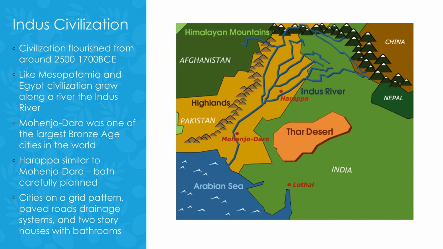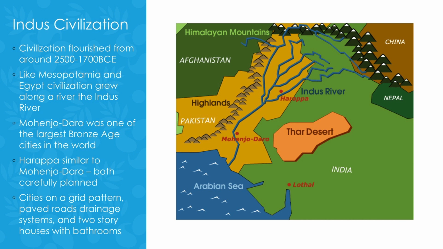There were two large cities in this area. One was Mohenjo-Daro, which was one of the largest Bronze Age cities in the world. The other city is Harappa, which is similar to Mohenjo-Daro. Both of these cities were very planned out, and it showed that despite the fact that they were around 400 miles apart, the early Indus civilization was very organized.